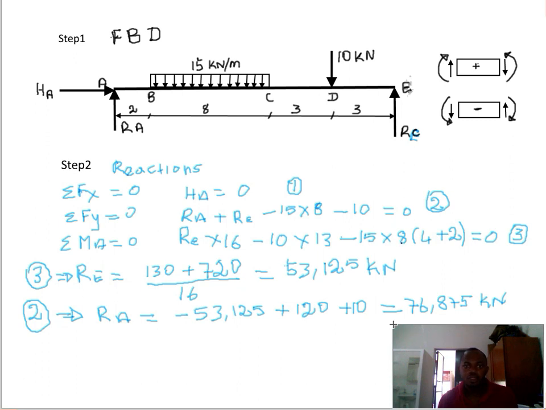Now we need to jump to step 3 and calculate the shear forces.